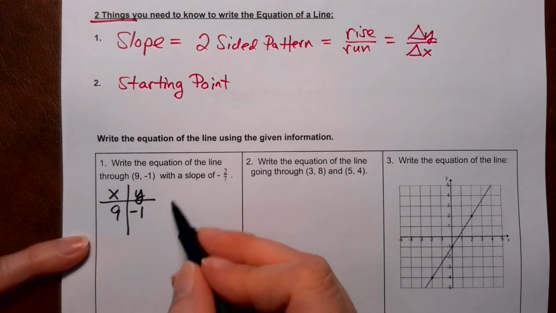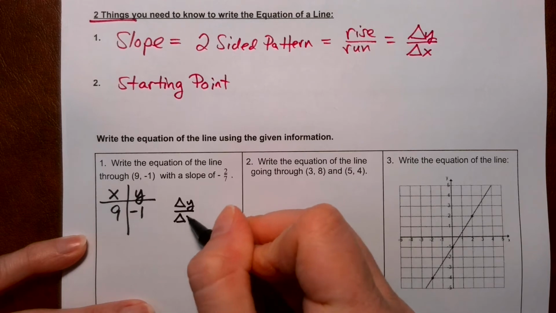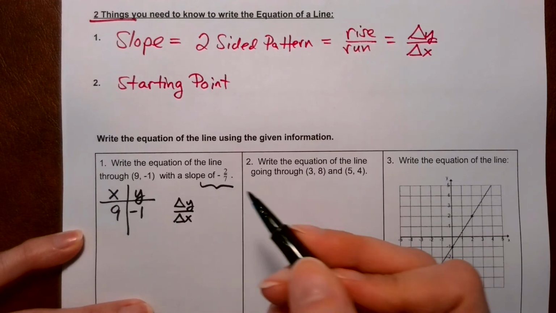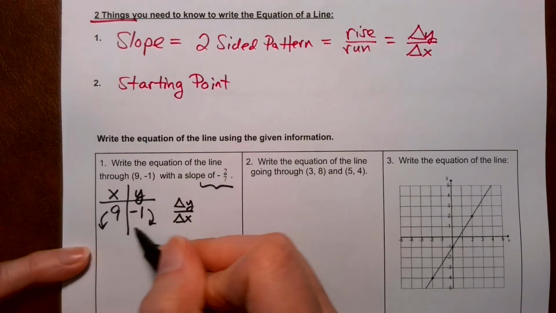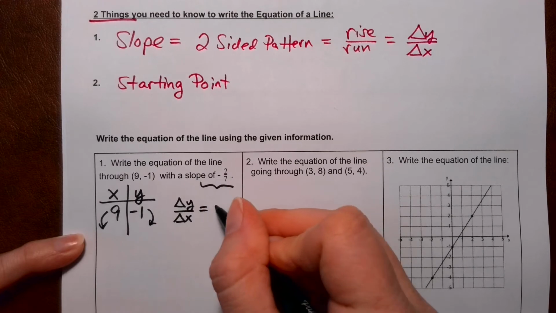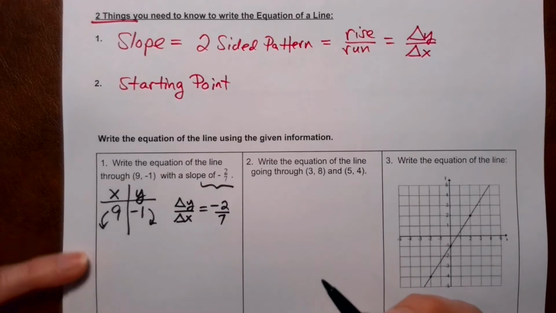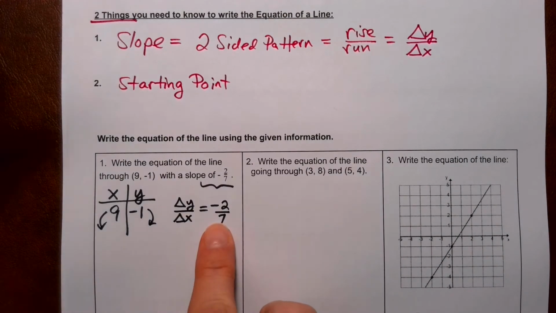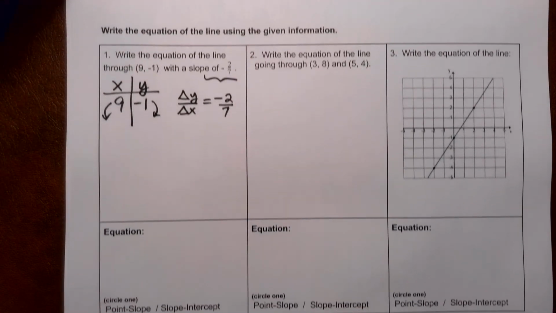Now I have to get the slope, delta y over delta x. Well, look at this. They told me the pattern. Normally I'd have to figure out the pattern from the x and the y sides of the table, but they just told us it was -2/7. So I don't even need to do any work. So I think we're ready. We have the slope. We have the starting point. So let's go ahead and write our equation.